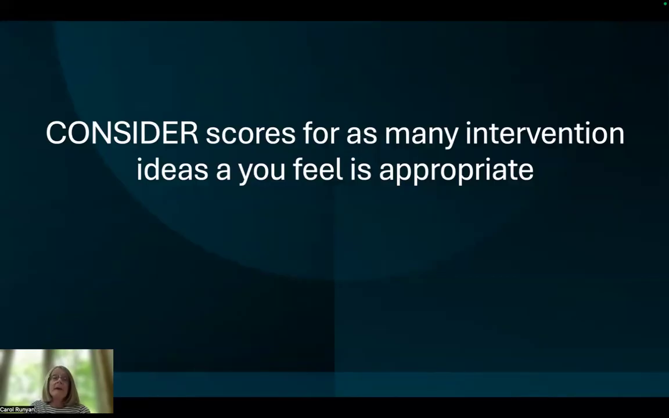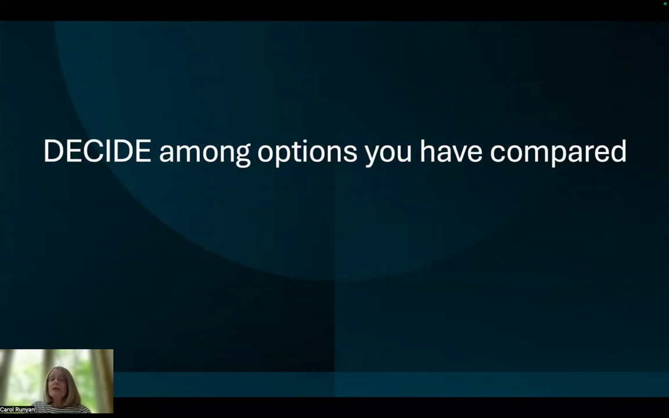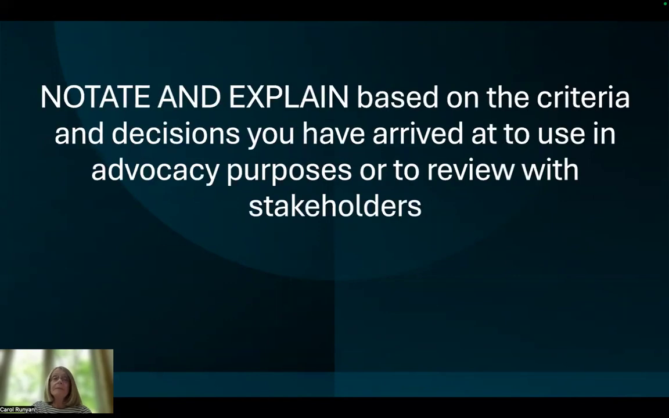You can consider scores for as many intervention ideas as you feel is appropriate, but it's probably easiest not to do more than 2 or 3 at a time. And from there, you decide among the options you have compared. And then you can notate and explain based on the criteria and decisions you've arrived at, so that when you're talking to others to advocate for this intervention, whether it's advocating with county commissioners, with a tribal council, with your local community, you can explain more clearly how you arrived at the decision that you arrived at for which intervention to employ.